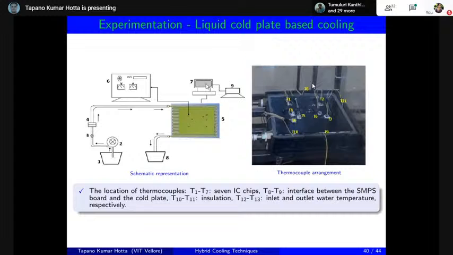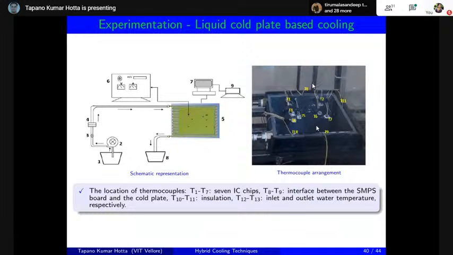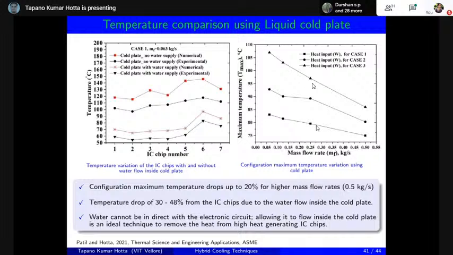Now you can see the schematic representation, and these are the points where you want to measure the temperatures: the temperature of the chips, of the SMPS board, of the liquid cold plate, of the insulation, and the inlet as well as outlet temperature. These are the places where we have connected the thermocouples. But what we found here is that once you allow the water inside the cold plate, with the experiment, my temperature was only 60.